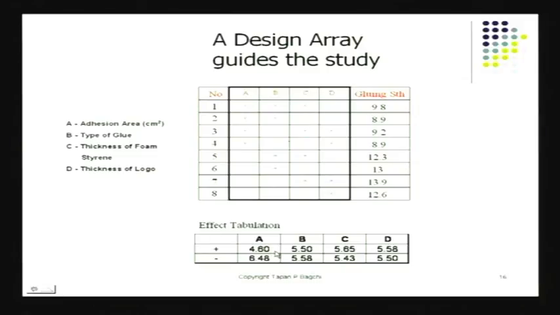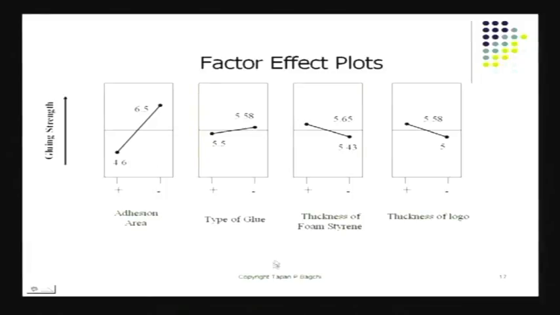Now what this is showing is, when I change from plus to minus, these are like 2 settings for A, gluing strength changes. It has this impact on gluing strength. If I plot it up, the plotting goes like this. A is going from high to low in this particular case, and the effect is that my gluing strength goes up. When I change B, this is the effect. When I change C, this is the effect. When I change D, this is the effect.